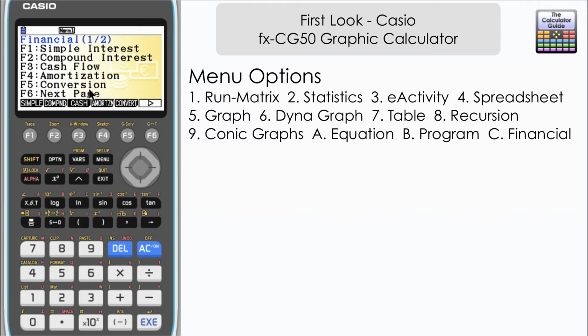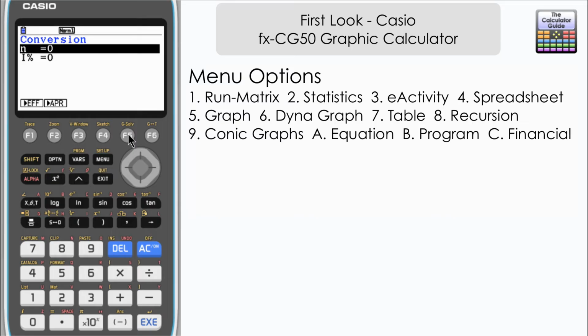Let's just have a look at F5 conversion. So it appears here that what you can do is input your initial value, so your starting value, and your exchange rate, perhaps, so you can convert between different currencies.